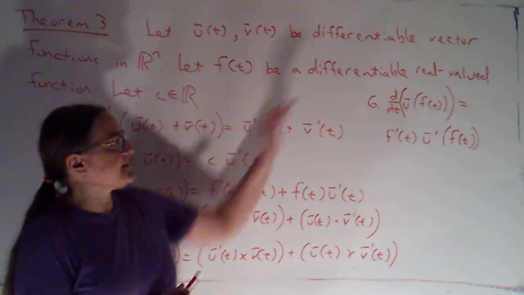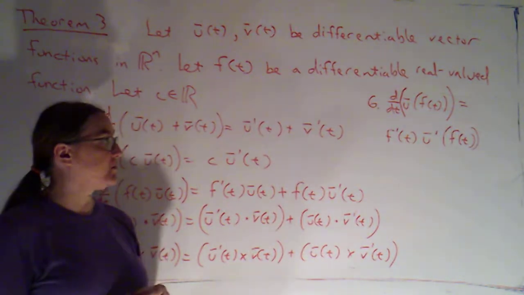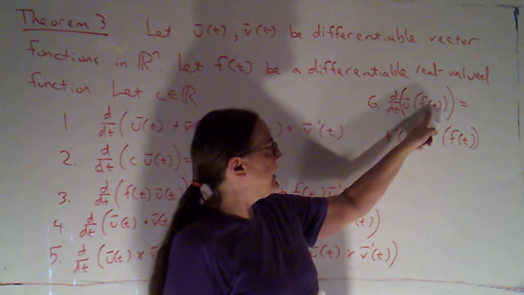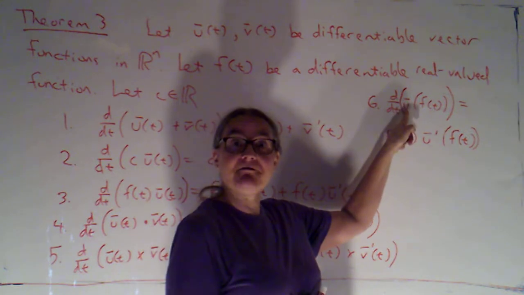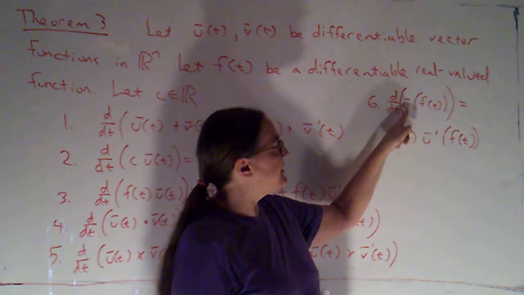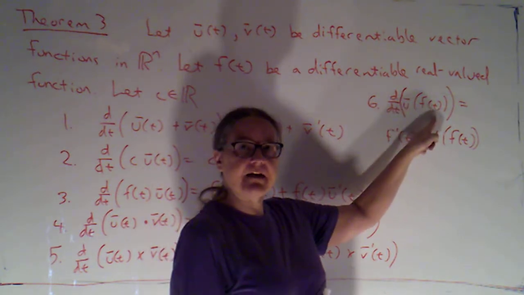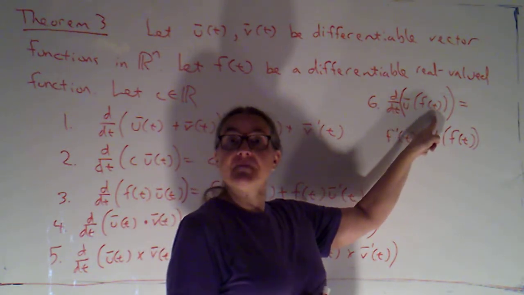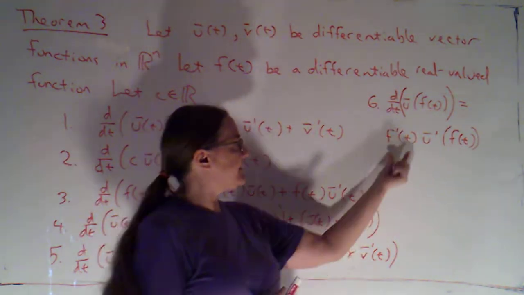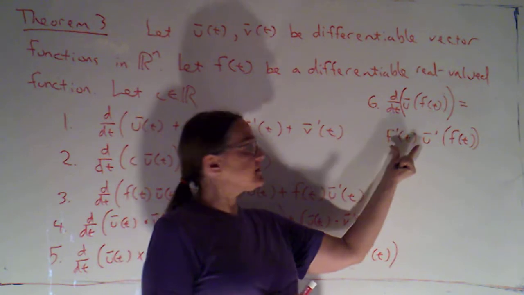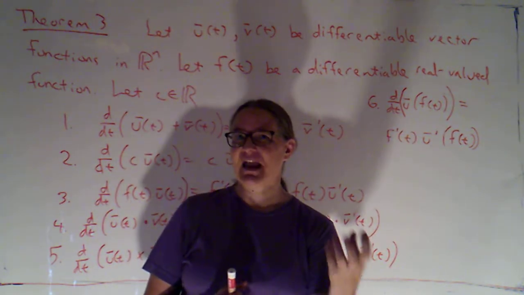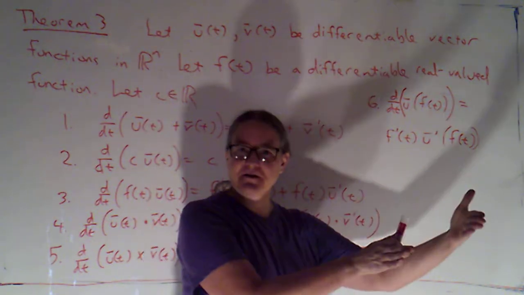And then 6 gives us the vector version of a chain rule. If I were to take my real valued function f of t and compose that with my vector function u, chain rule would tell me I should get u prime evaluated at f of t multiplied by the derivative of the inside part, which would be f prime of t. I've simply written that f prime of t first because, of course, if this is a real valued function, it's spitting out a scalar. And we generally write scalars in front of vectors.